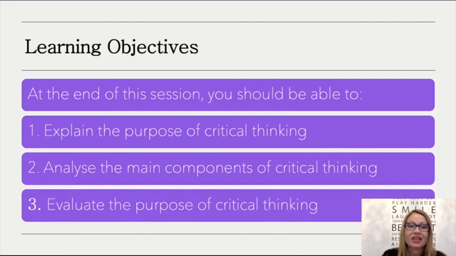So by the end of this session, we'll really be looking for you to be able to explain the purpose of critical thinking, analyse those main components of critical thinking and evaluate the purpose of critical thinking.